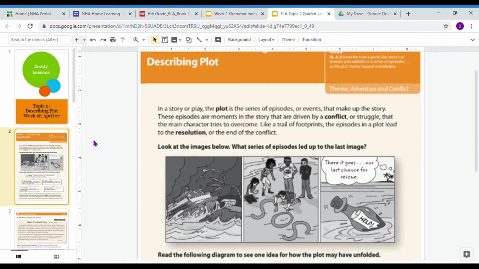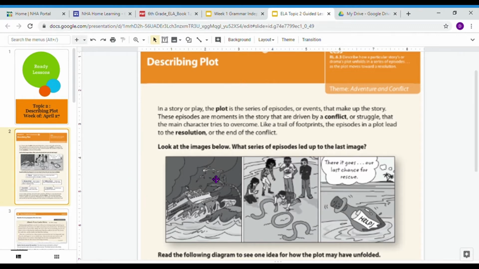So this says, in a story or play, the plot is the series of episodes or events that make up a story. These episodes are moments in the story that are driven by a conflict or struggle that the main character tries to overcome. Like a trail of footprints, the episodes in a plot lead to the resolution or the end of the conflict. So if we're looking at this graphic below, we can see these 3 pictures.